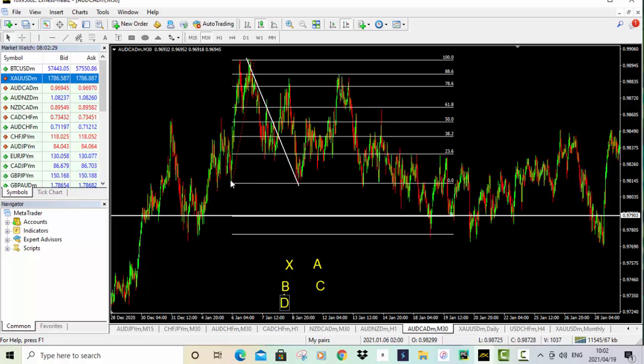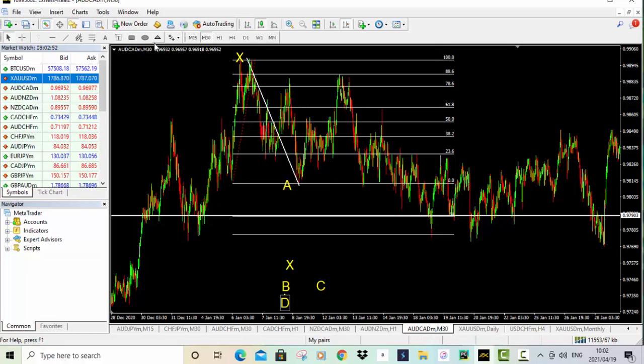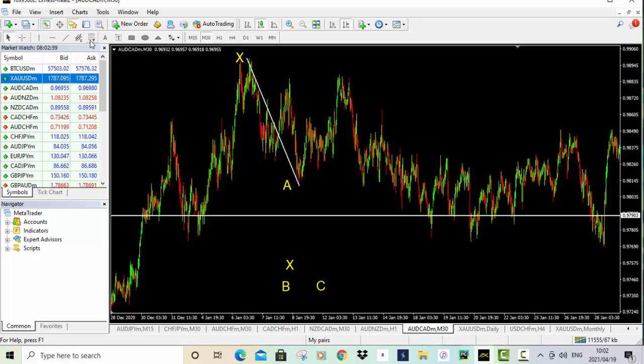Now, the second thing is to identify our A to B. From X to A, it's our anchor leg, our impulse. So from here, what we want to do is identify our A to B move. You can just remove the Fibonacci if you want to, and then use your fib from A to B.